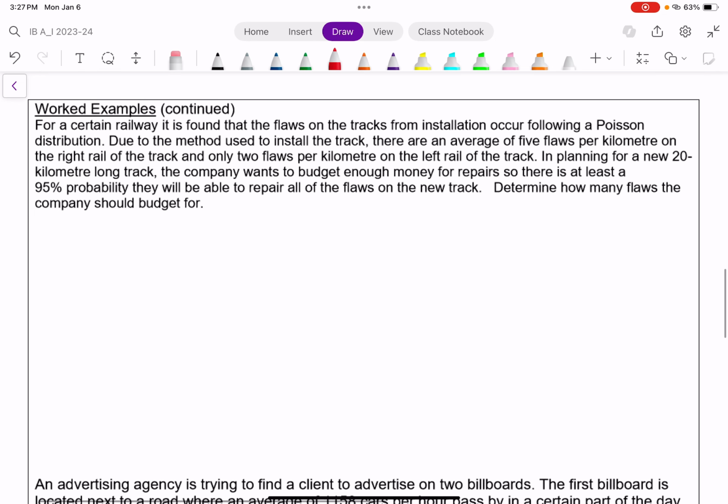All right, so here we have a different one. We have a railway in which the flaws of the tracks follow a Poisson distribution. Okay, so due to how they're installed, on the right side of the track there are 5 flaws per kilometer on the right rail and 2 flaws per kilometer on the left rail. All right, so let me just get some of these things written down here. On the right rail, there's 5 flaws per kilometer. On the left rail, there's just 2 flaws per kilometer.